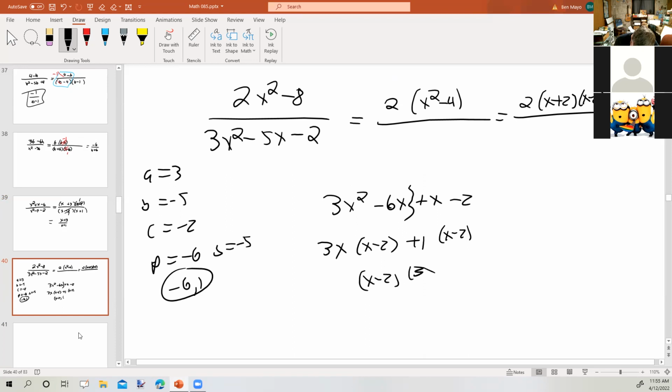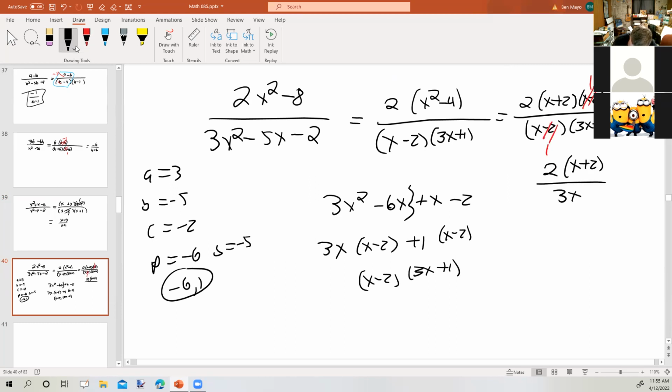I know I'm going a million miles an hour, but I just need to get to that. What factors out? What do I get rid of? The 2s. The x minus 2s. So I've got 2 times x plus 2 all over 3x plus 1. And again, you could write it that way, or you could distribute that 2 on top if they ask you to. Otherwise, that's fine, either one.